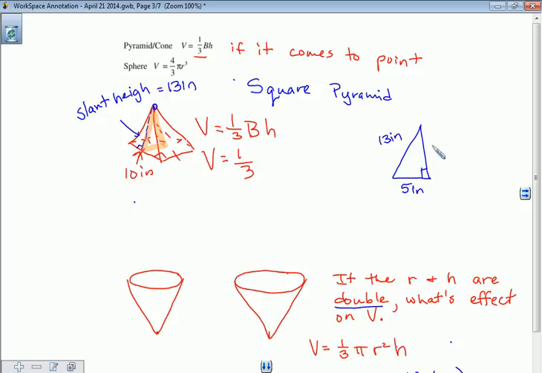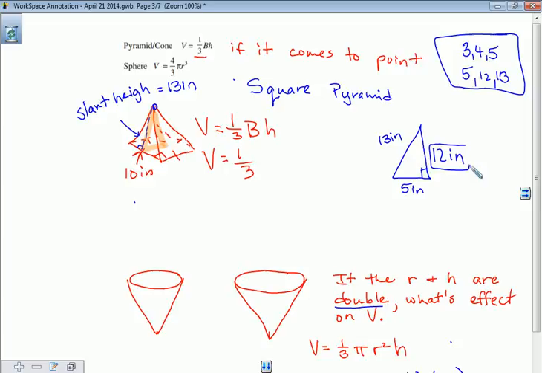Oh, this is one of our Pythagorean triples. 12. Good. It's a 5, 12, 13. What were our Pythagorean triples? 3, 4, 5 and 5, 12, 13. These are the two that the SAT loves. And any multiples of those. So 6, 8, 10. 10, 24, 26. 9, 12, 15. Any multiples. Good. All right, so the height of this is 12.